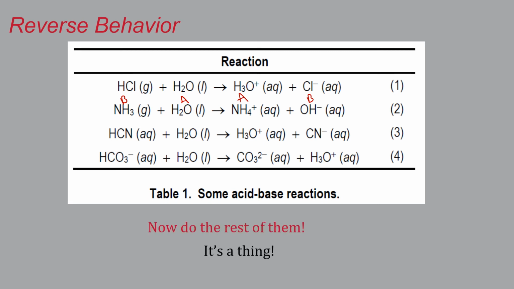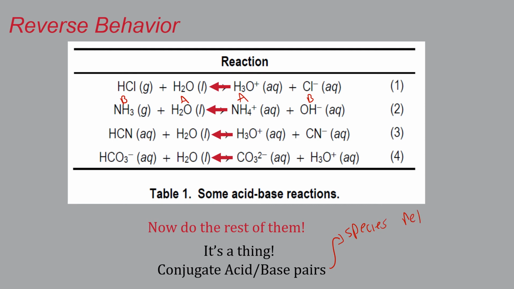And what you should be able to convince yourself is that this is the same thing for all of them. That the species that the acid becomes after it gives up its proton acts as a base, and vice versa. The species that ends up as the base after it takes the proton, that new species, acts as an acid. And these have a name, and they are called conjugate acid-base pairs. So these are species related by the gain or loss of a proton.